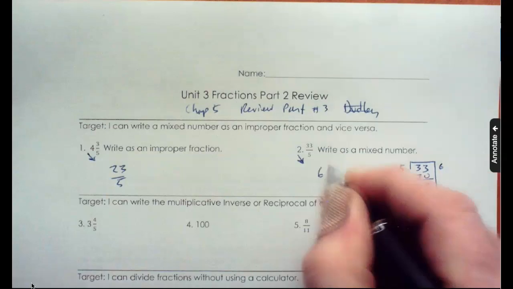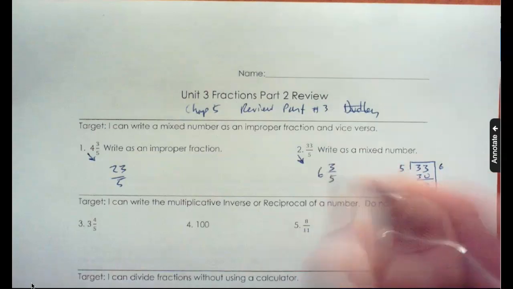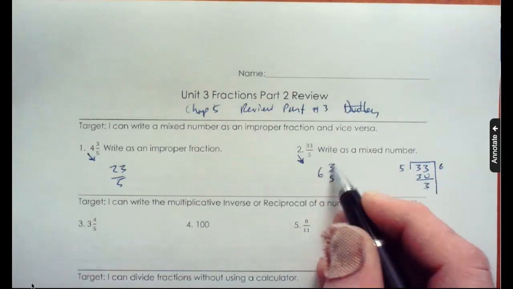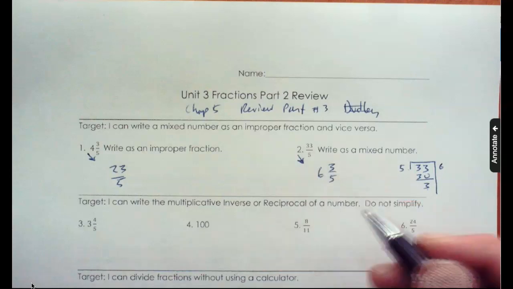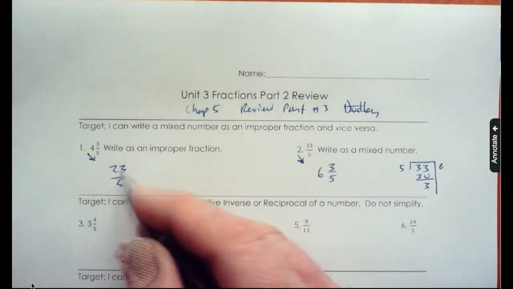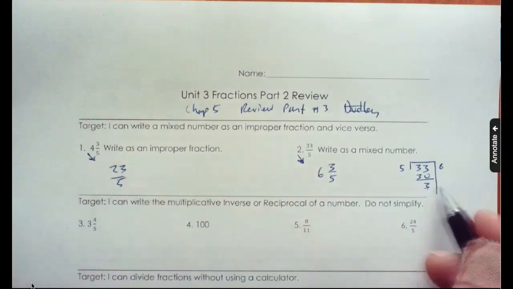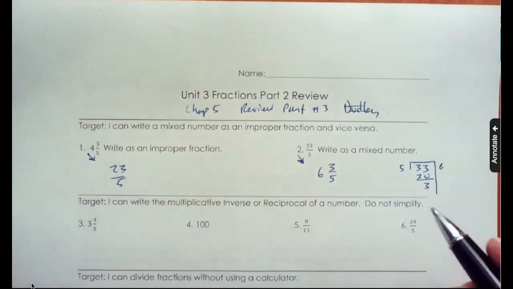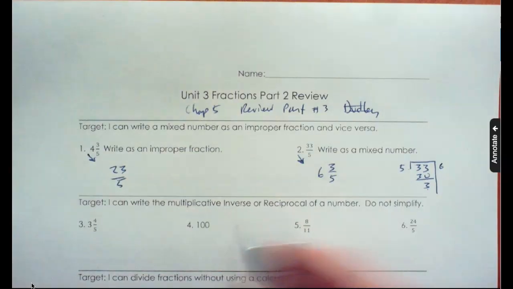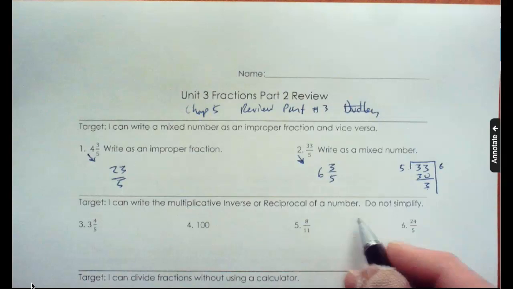6 3 fifths. And again, you can always check these. 6 times 5 is 30, plus 3 gives me that 33 fifths. 23 divided by 5, if I were to do this type of a process here, would give me 4 3 fifths.